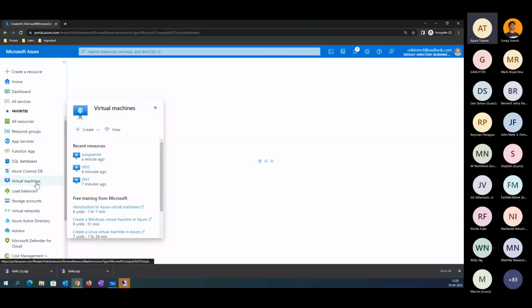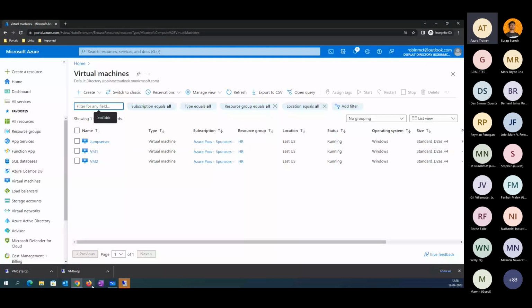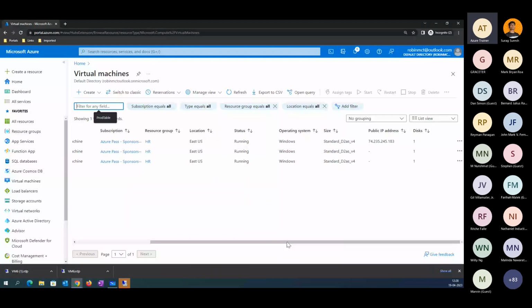Only the jump server has got a public IP address. See, only the jump server has got a public IP address here.